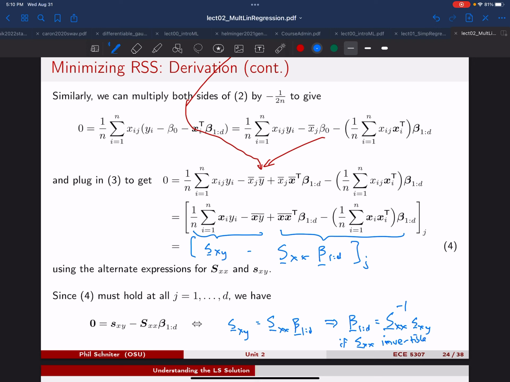Okay, so this is the rest of our expression for our least squares coefficients. And this is much more interpretable because it's based on statistics of the data. We have the autocovariance inverse times the cross covariance.